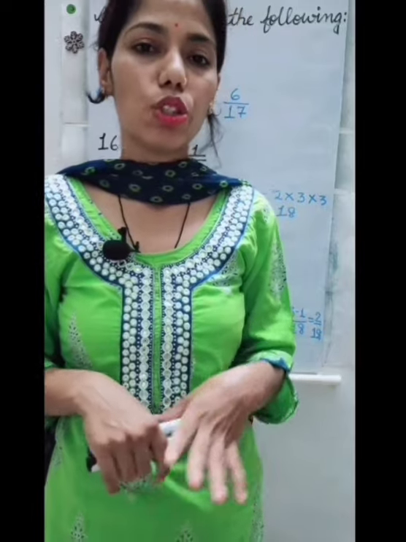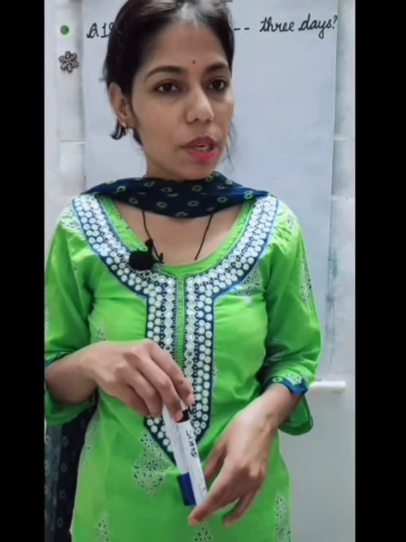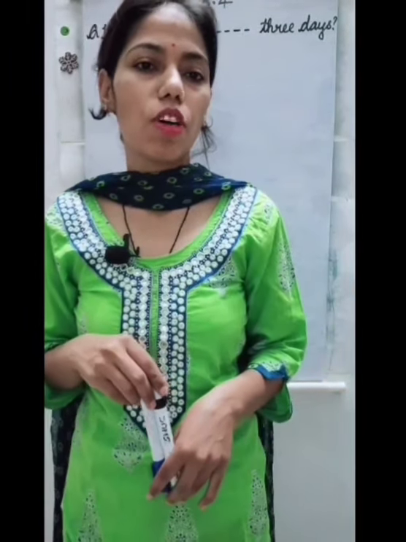Now we will start question number 19. Question 19 is: Rinki read 1/3 part of a book on Monday, 1/8 part on Tuesday and 1/12 part on Wednesday. What fraction of the book did she read in 3 days?